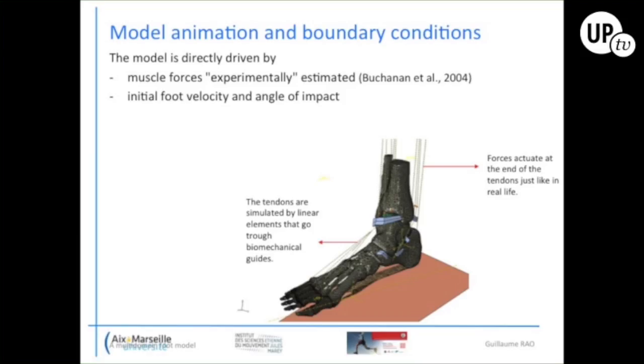So we are not relying on the kinematics to drive the foot. That's the basics. We are relying, as in real life, on muscle forces. The only kinematics input that we used are the initial foot velocity and the foot-ground angle just before the impact. So it's not a kinematics-driven simulation, it's a force-driven simulation. So we just use the muscle forces through the whole gait cycle or running cycle, but we didn't constrain the kinematics. So that's the interest.